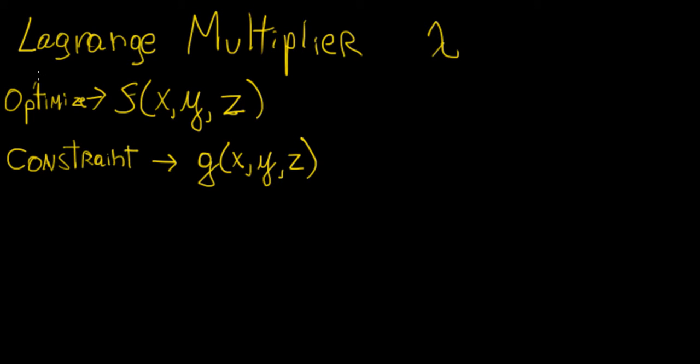But in general, what we have is two functions. We have the function that we need to optimize. This is the function that we need to solve for. And then we have the constraint function, which we call g. And now what we're going to do in order to solve these two things is set up an equation. So nabla f equals lambda, which is the Lagrange multiplier.